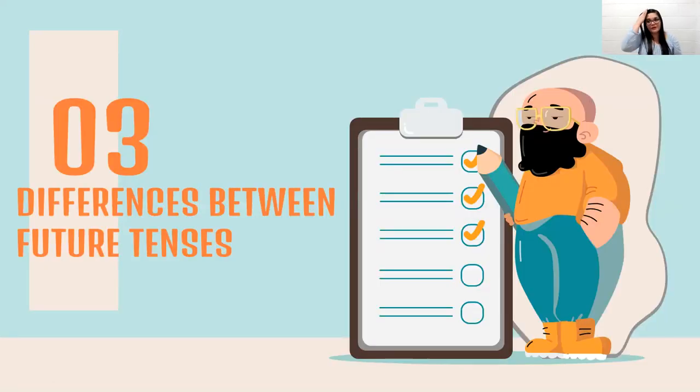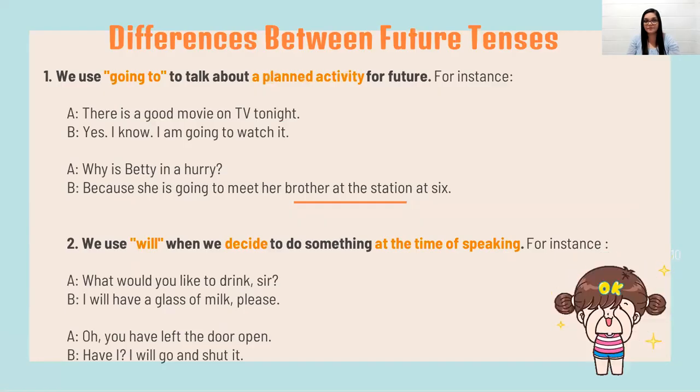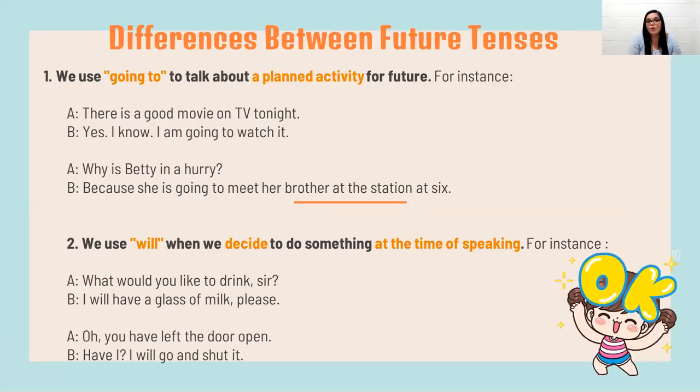Now, you have requested me in class to know a little bit about the difference between the future expressed using "will" and the future expressed using "going to." So what is the difference between these two? When expressing the future, we can use both "will" or "be going to." We can even use simple present or present continuous. But in this lesson, we will focus on the difference between "be going to" and "will" for future. Differences then. We use "going to" to talk about a planned activity for the future.